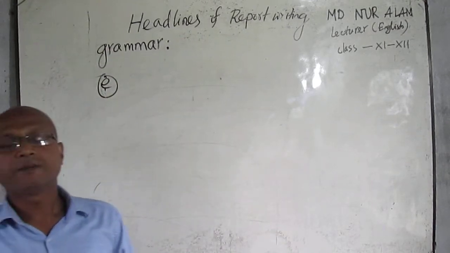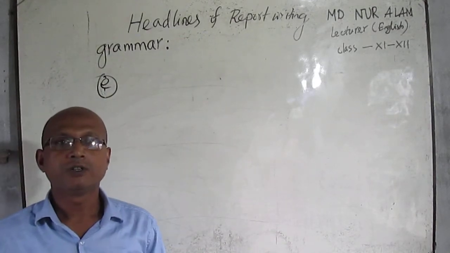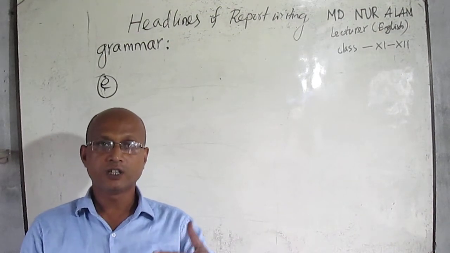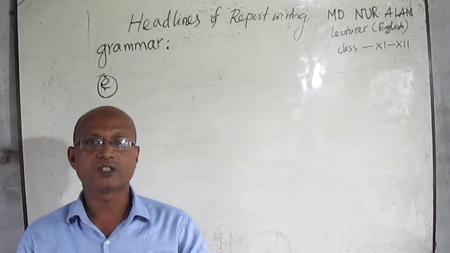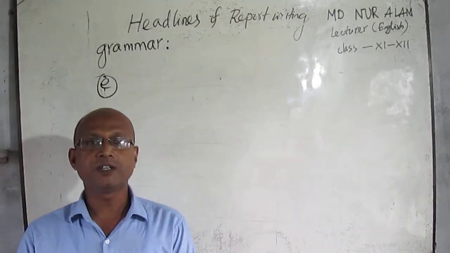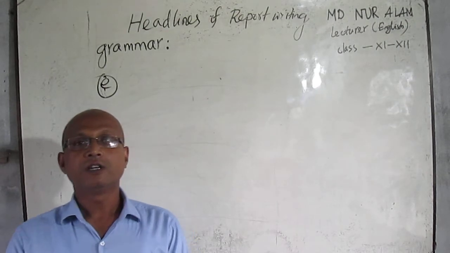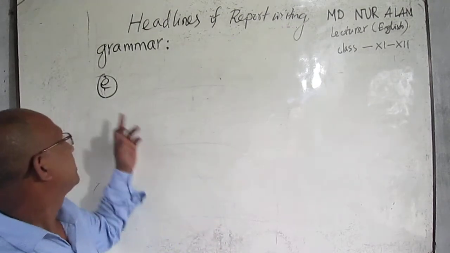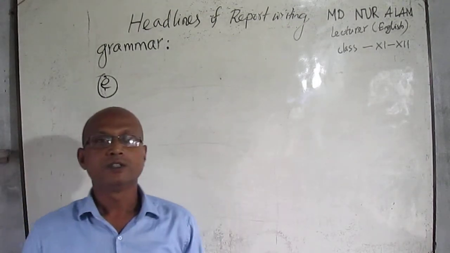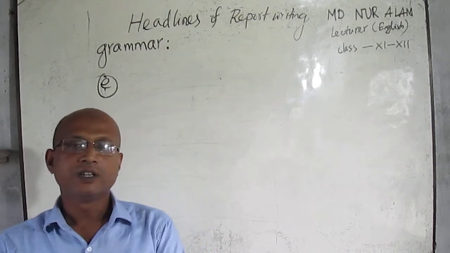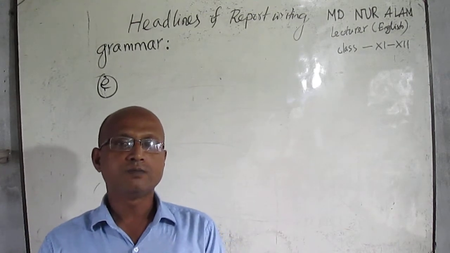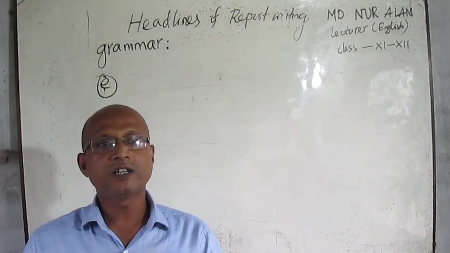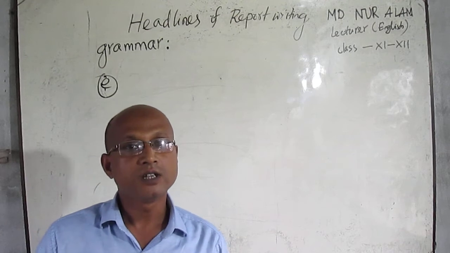E. In the previous class, I taught you about four rules of writing English headlines, report writing of the English language. So now I am going to rule number 5, or rule number E. In some headlines, both verbs and nouns are used, and some nouns are used to modify other nouns.